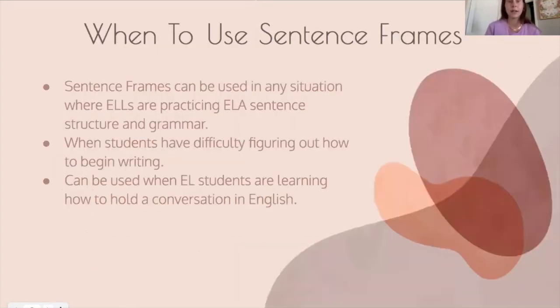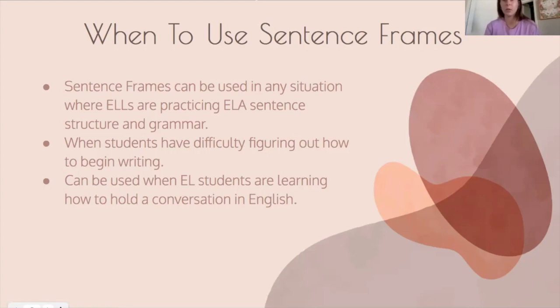When to use sentence frames. Sentence frames can be used in practically any situation where ELLs are practicing the English language sentence structure and grammar. Basically, we wanted to make clear that this is something we looked at to help EL learners, but this can also be used in any classroom environment.